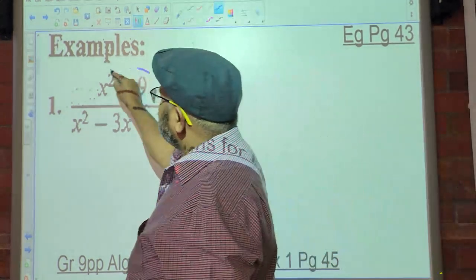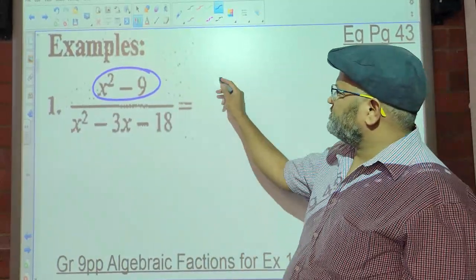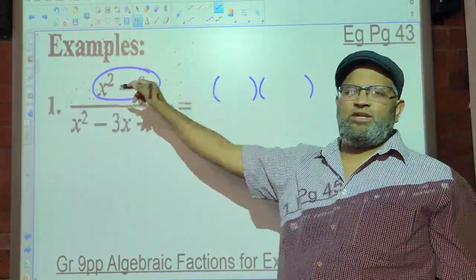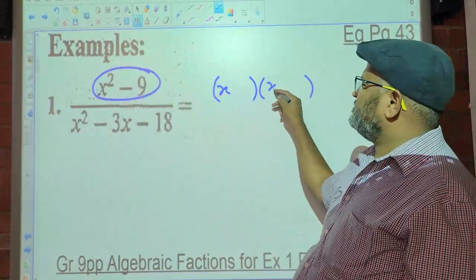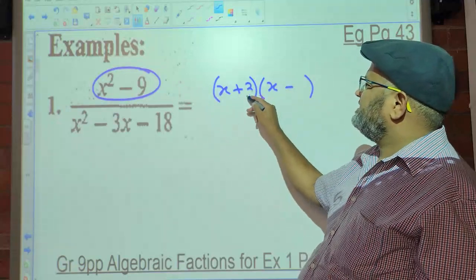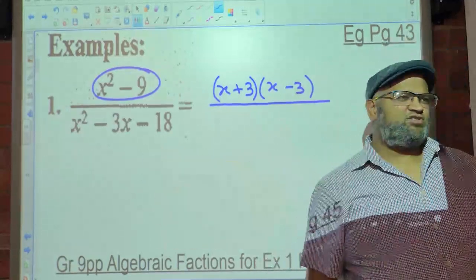So what type of factorization in this numerator? Difference of two squares. So what do we get? Square root of x squared? X and x. One plus, the other minus. Square root of 9 is? Over. What type of factorization there?